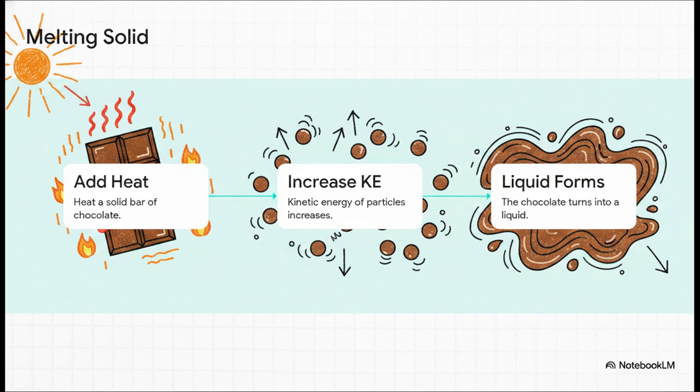Let's look at melting. Step 1. You add heat to a solid bar of chocolate. Step 2. That thermal energy transfers right into the chocolate, causing the kinetic energy of those tightly packed particles to spike. They start vibrating faster and faster, and eventually, that vibration overcomes the strong attractive forces holding them in that rigid structure. Step 3. The molecules literally break from their fixed arrangement and begin sliding past one another. Boom. Your chocolate has successfully turned into a liquid.